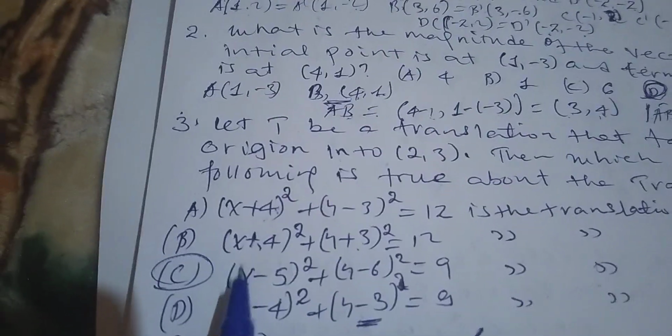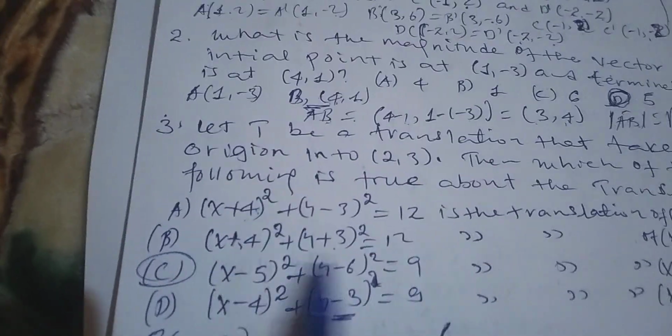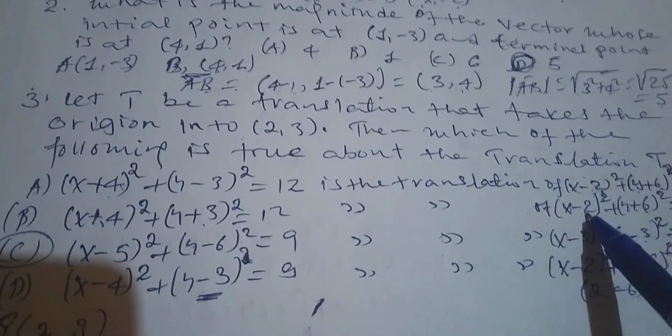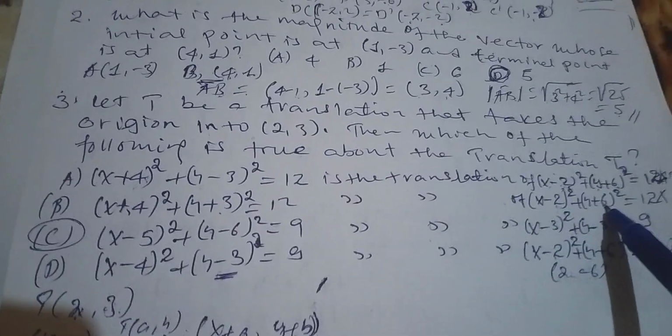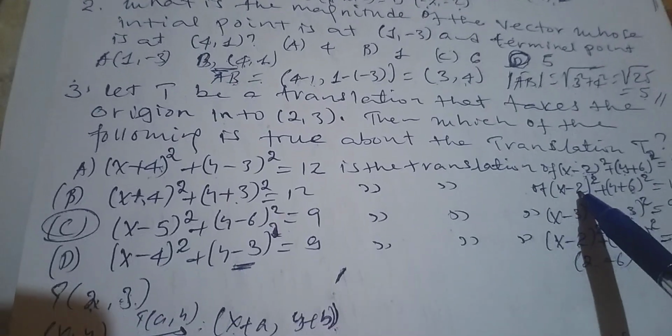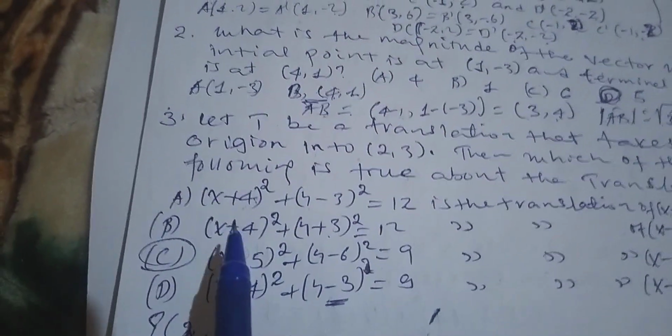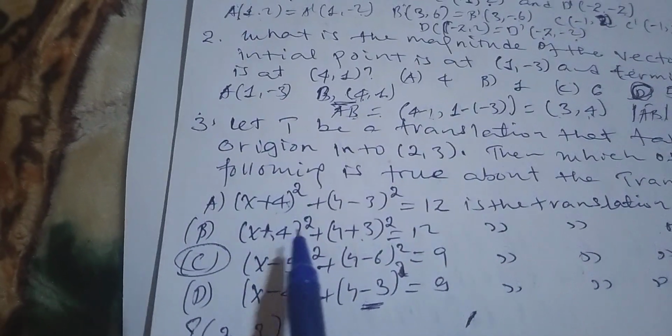Look at B. Negative 2, minus 6 is the coordinate of the center of the circle. Therefore, this one is 2, and 2 plus 2 is 4. So the image will be x minus 4, but this one is just x plus 4. So again, B is false. Look at C.